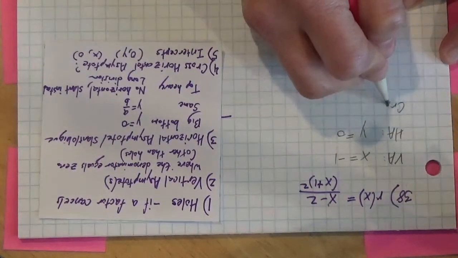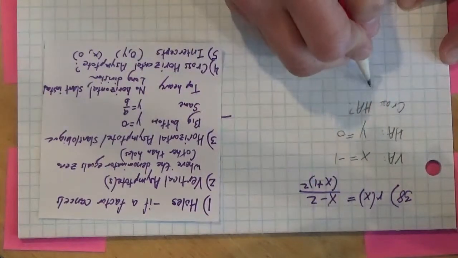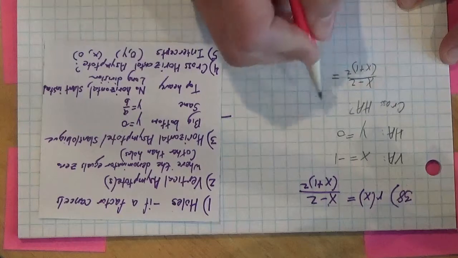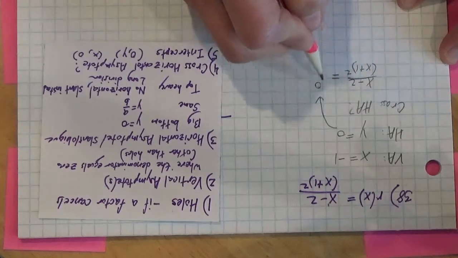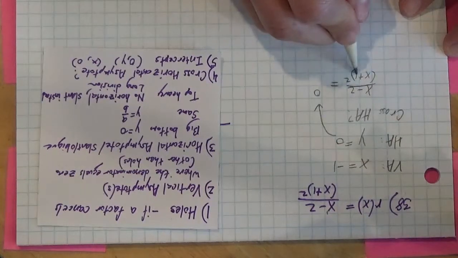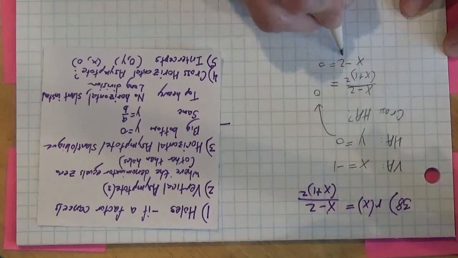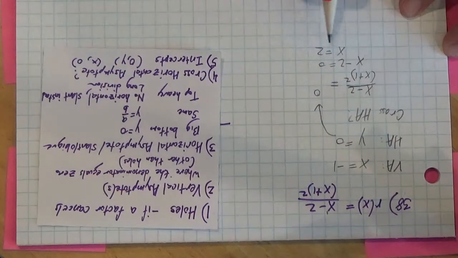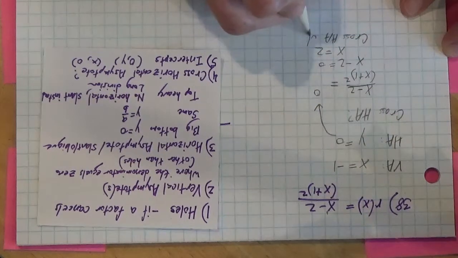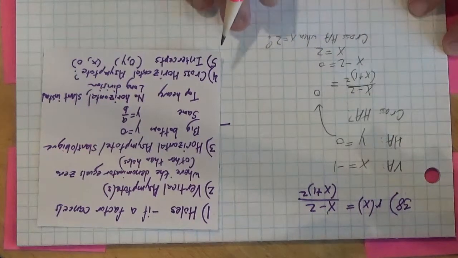I'm going to check to see if it ever crosses the horizontal. So I'm going to check to see whether my function, x minus 2 over x plus 1 squared, ever equals whatever I got for my horizontal asymptote, in this case 0. So if I cross multiply, I'm going to get x minus 2 equals 0, and it will cross. It will cross the horizontal when x is 2. Okay, good to know. And so now we just keep going.